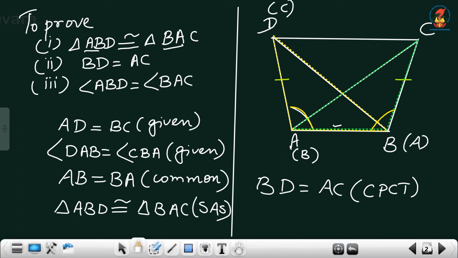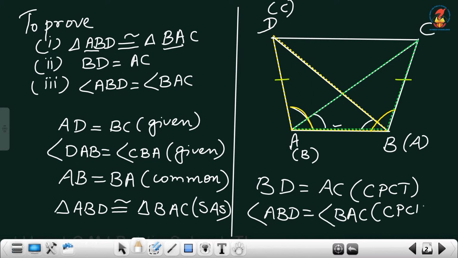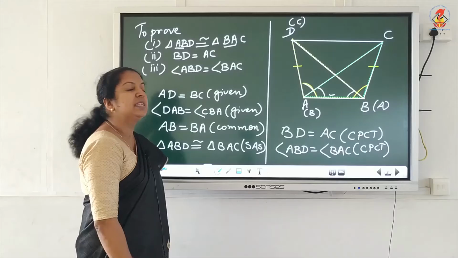What about these two angles? Angle ABD is this, and angle BAC, that is also corresponding. So, we can say angle ABD is equal to angle BAC using CPCT.